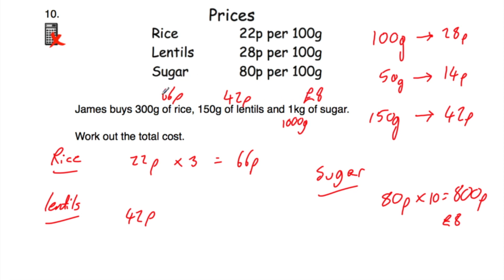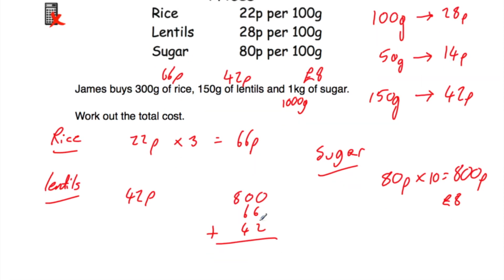And so James spends 66p on the rice, he spends 42p on the lentils, and £8 on the sugar. And we've been asked to work out the total cost. So we need to do £8, or 800 pence, plus 66 pence, plus 42 pence. And when we add those together, we get 0 plus 6 plus 2 is equal to 8. 0 plus 6 plus 4 is equal to 10, so put our 0 down, carry our 1, and 8 plus 1 is equal to 9. So it costs 908 pence, or £9.08. And that's it, so that's the total cost.